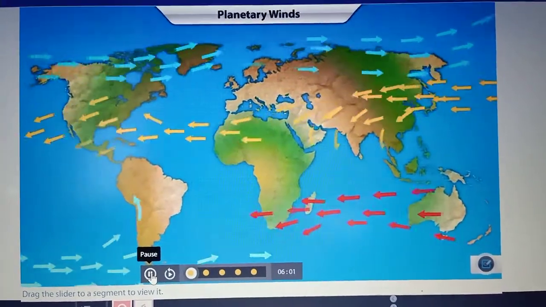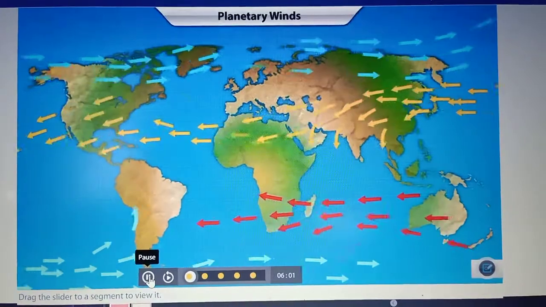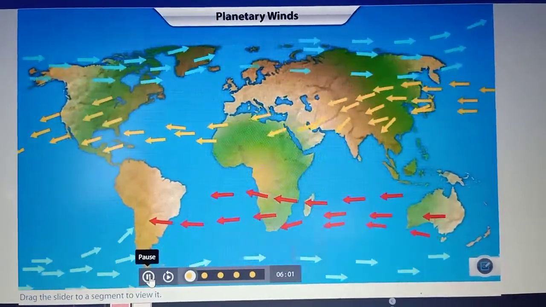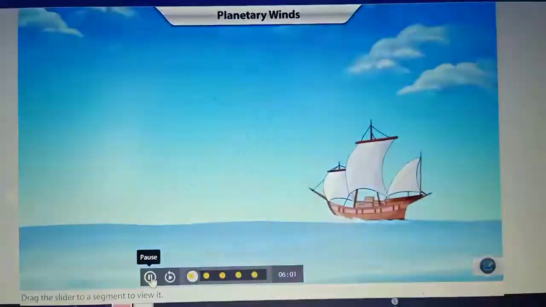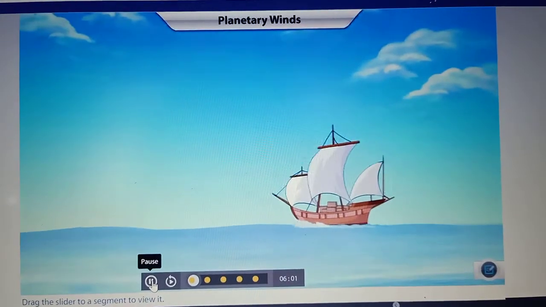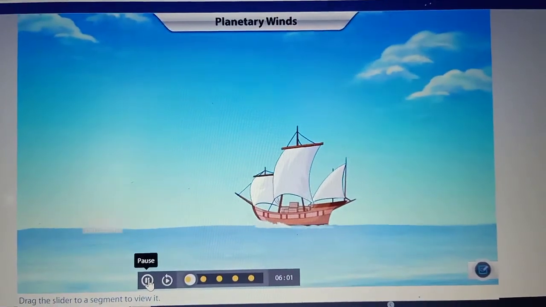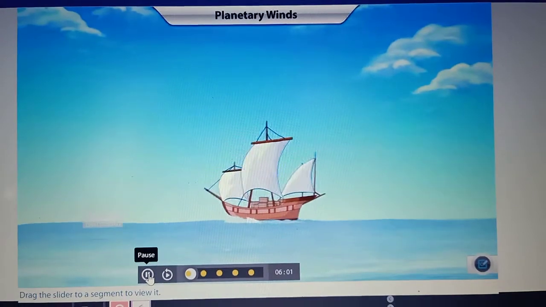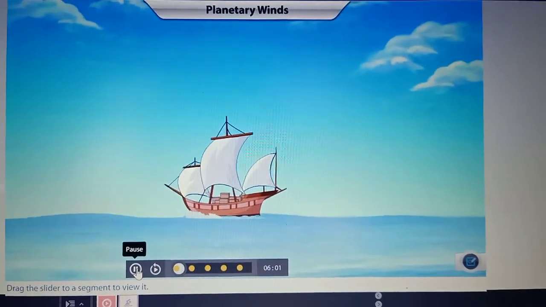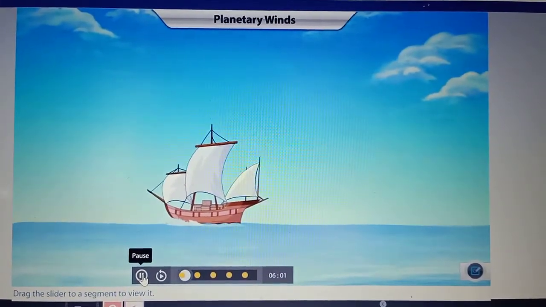Wind is the horizontal movement of air on the surface of Earth. Seafarers and mariners have used their knowledge of these wind movements to traverse the high seas since time immemorial.